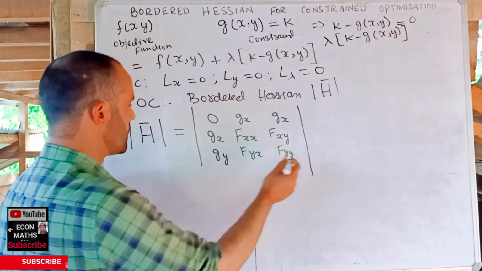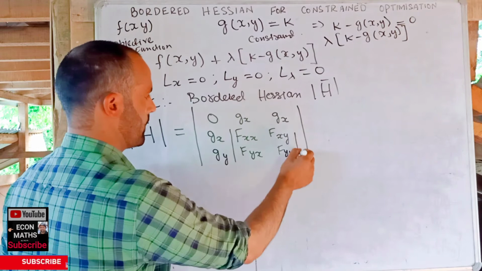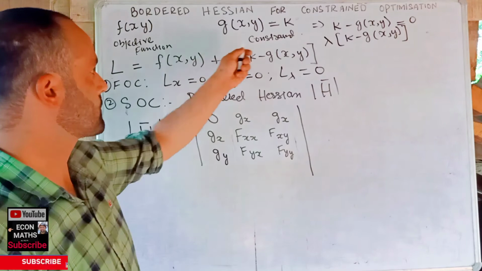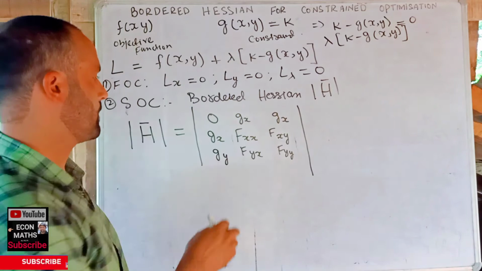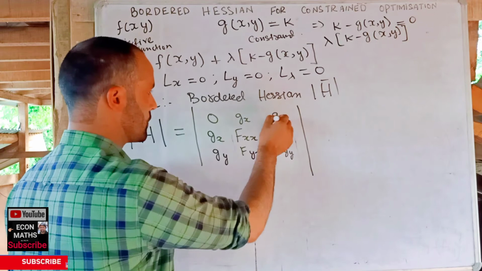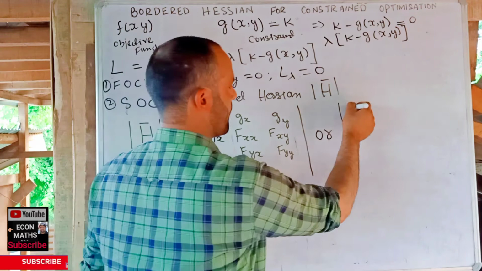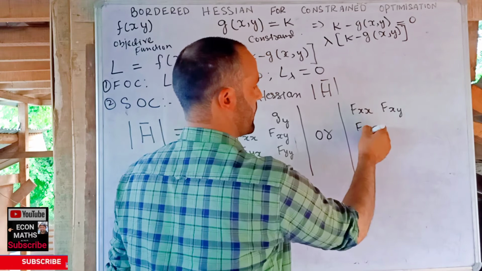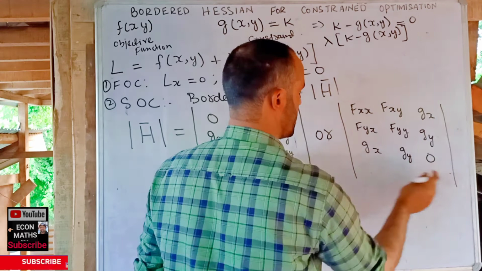So the bordered Hessian is composed of all the second order partials of this Lagrange's function. This is called the simple Hessian, and it is bordered by the first derivatives of the constraint equation. That is, gx means the partial derivative of this equation with respect to x. Similarly, it is g of y here, sorry for the error. So we express the second order condition in this bordered Hessian, or we can write it in this form: fxx, fxy, fyx, and fyy, with gx, gy, gx, and gy, and 0 on the principal diagonal. So in either of the two ways we can express the bordered Hessian.